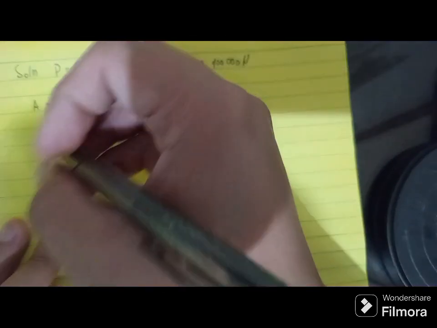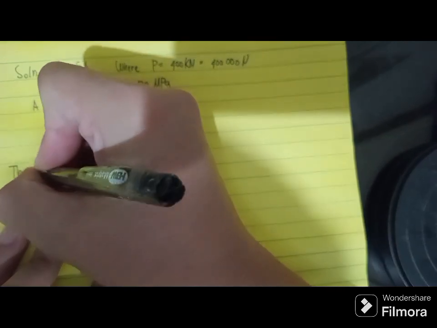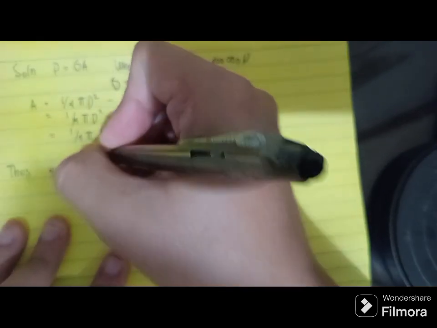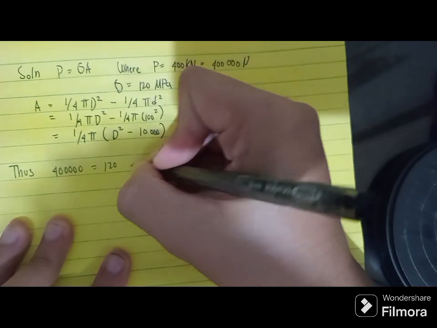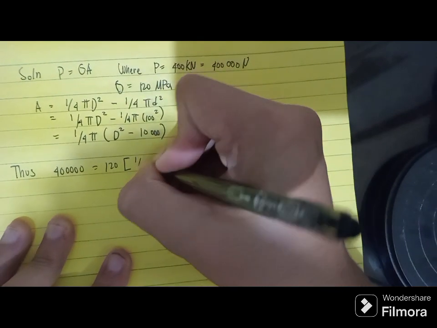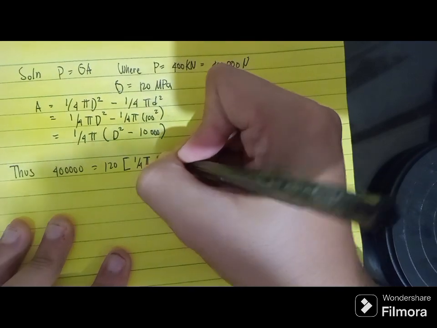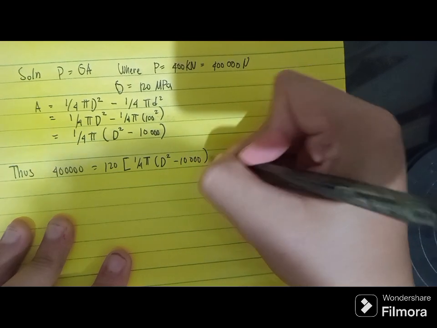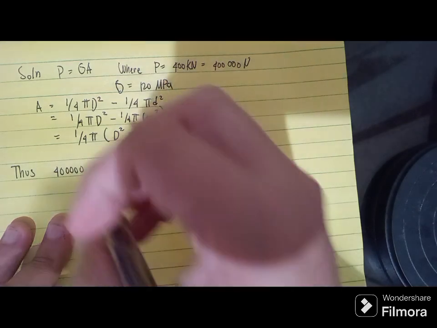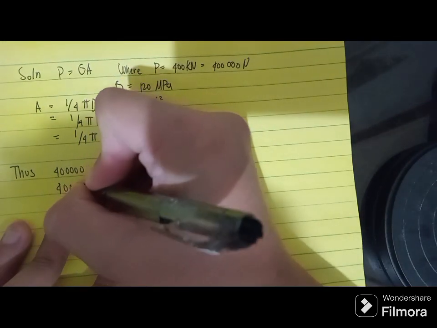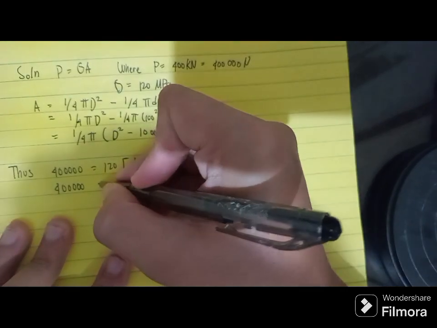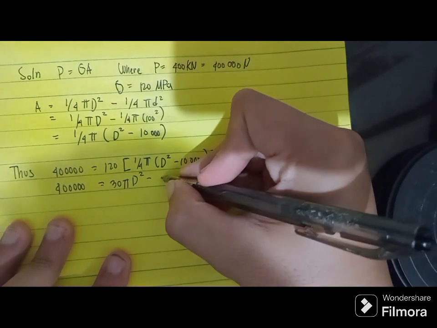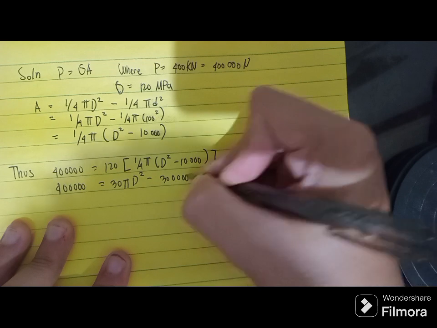Thus, 400,000, which is the force, is equal to 120 times 1/4 pi D squared minus 10,000. So 400,000 is equal to 30 pi D squared minus 300,000 pi.